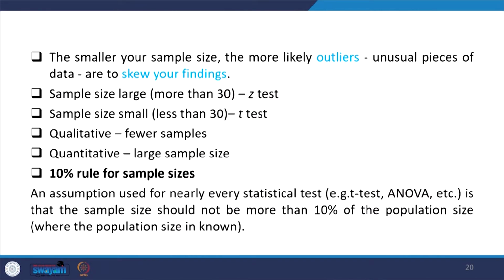If the sample size is large, more than 30, the Z test is suggested, and other details we have given in the previous lecture. If your study is qualitative, fewer samples should be taken, and if it is quantitative, then larger samples should be taken. There is a 10% thumb rule for sample sizes, though it is still too high in number. An assumption used for nearly every statistical test, such as the t test or ANOVA, is that the sample size should not be more than 10% of the population size, where the population size is known.